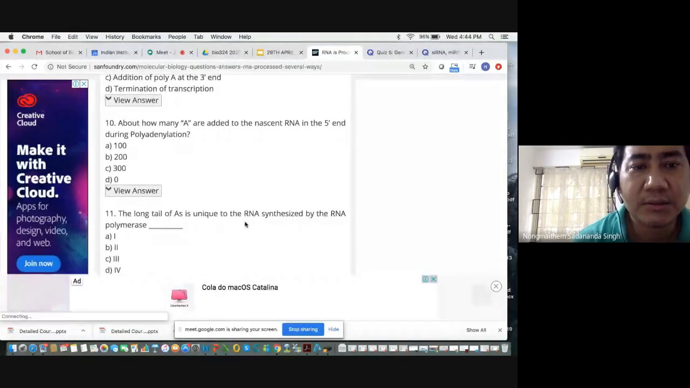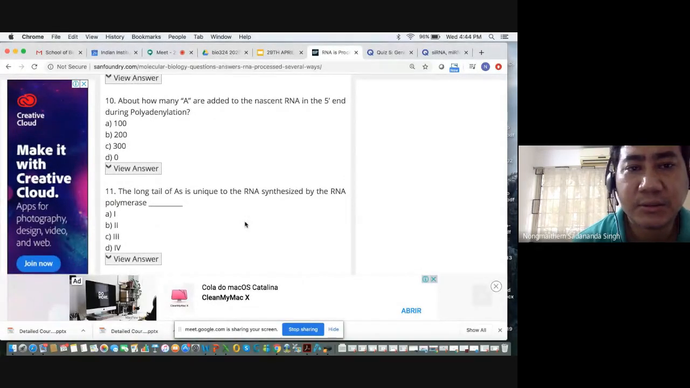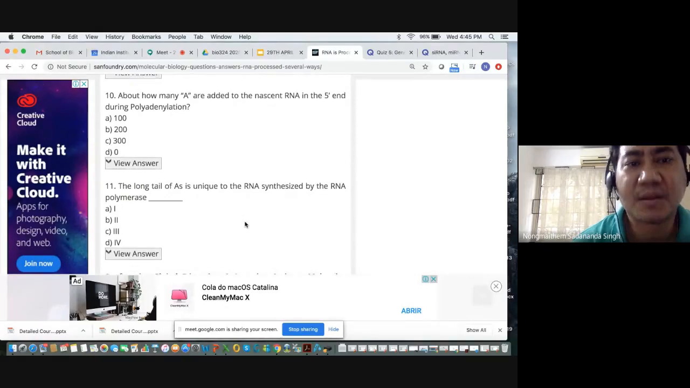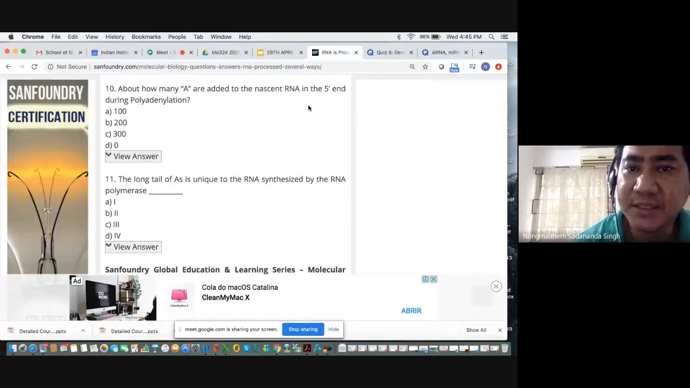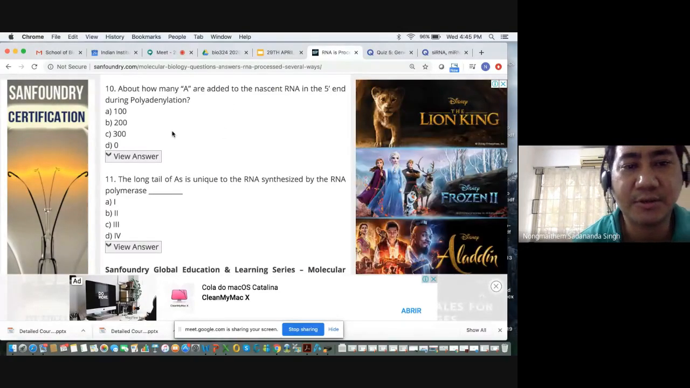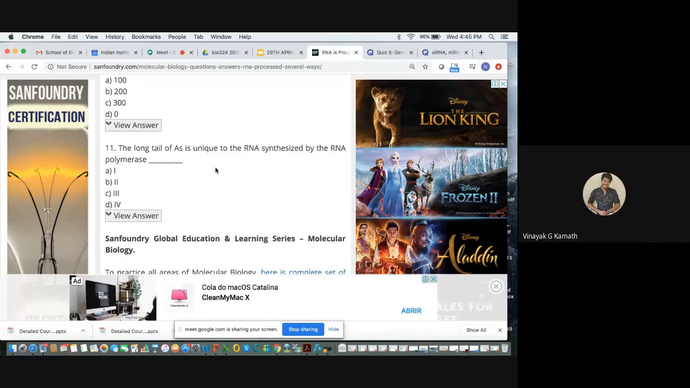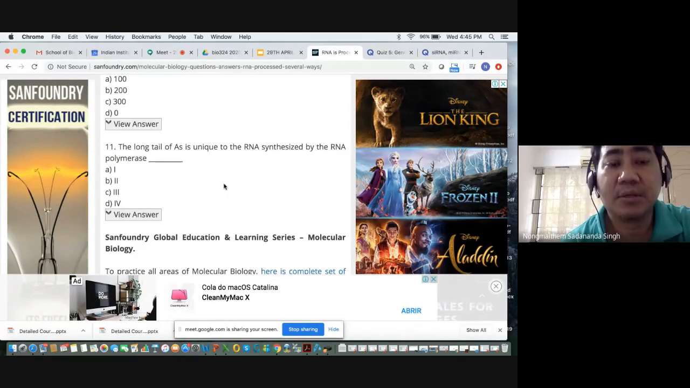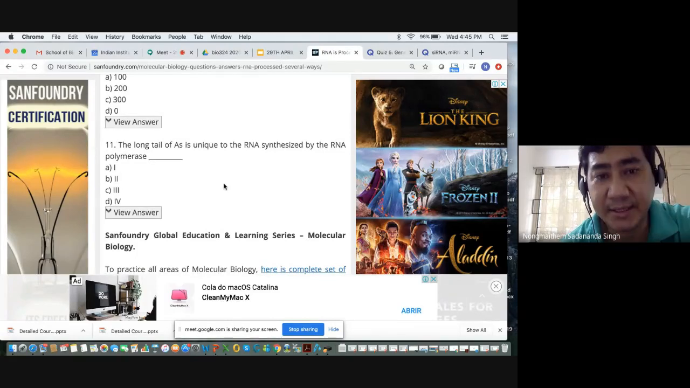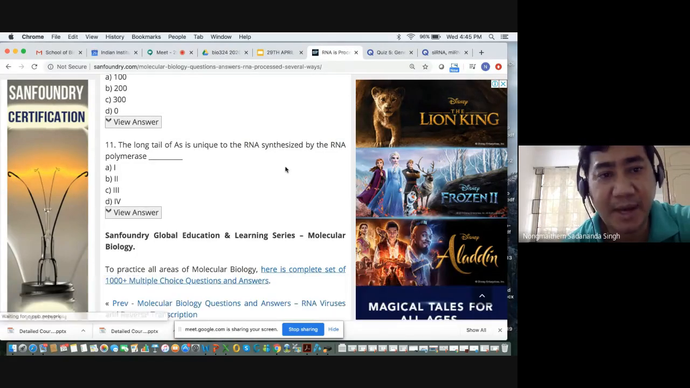Then, about how many A's are added to the nascent RNA in the 5' end during polyadenylation? Zero. It's added in the 3' end, so in the 5' end during polyadenylation it is 0. Yeah, correct, because it is the 5' end.